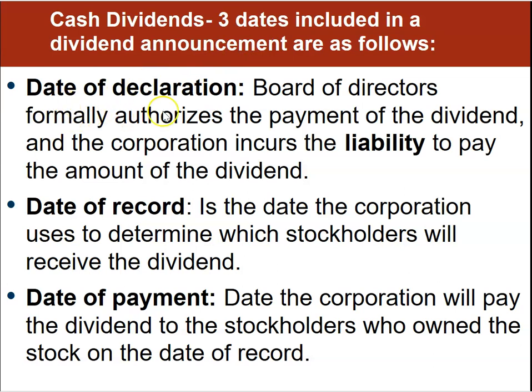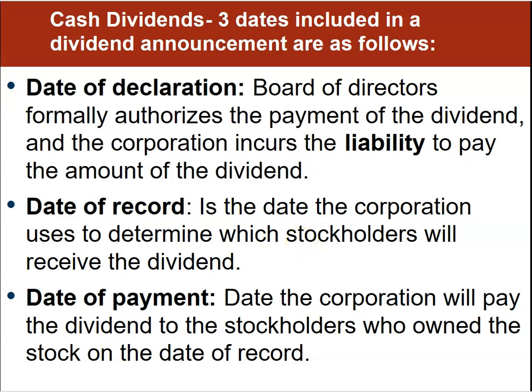The first one is the date of declaration. The board of directors formally authorizes the payment of the dividend. We talked about this already. At that point, the corporation incurs the liability to pay the dividend. So this is important. We have a liability that occurs, and so liabilities are going up. Well, what does that mean for stockholders' equity? Well, it means it's going to go down. As soon as we do that, think about the accounting equation.